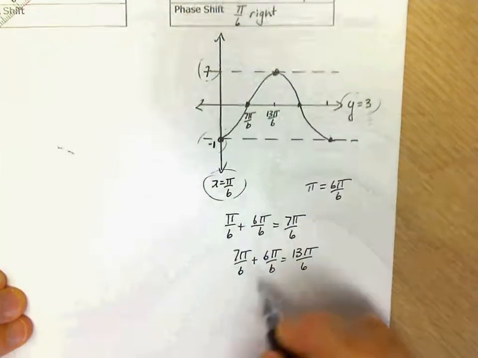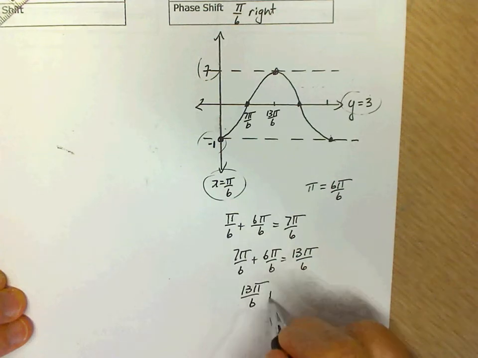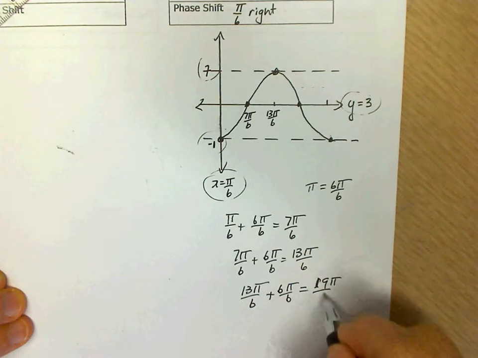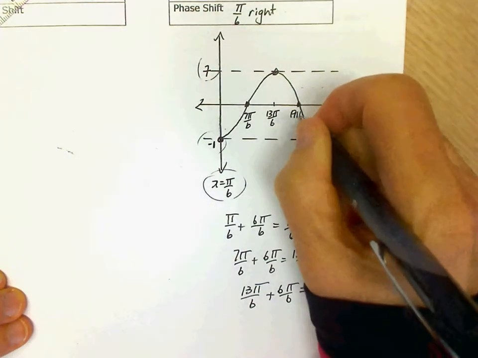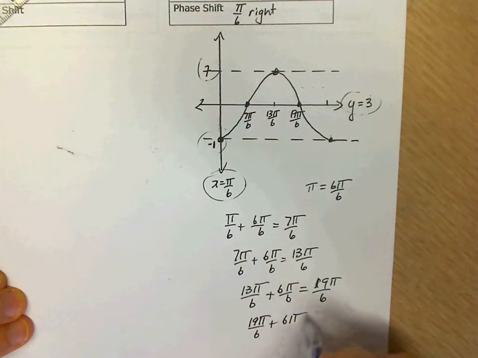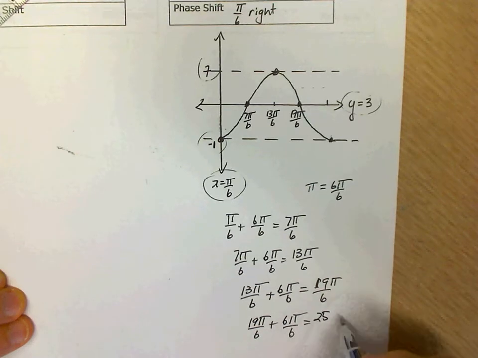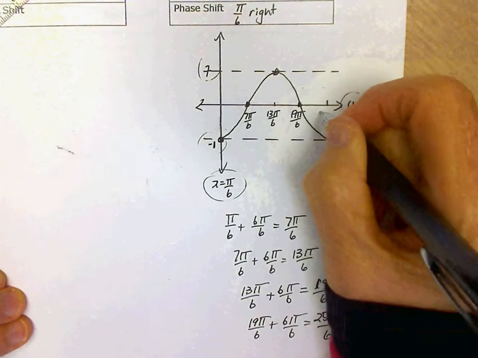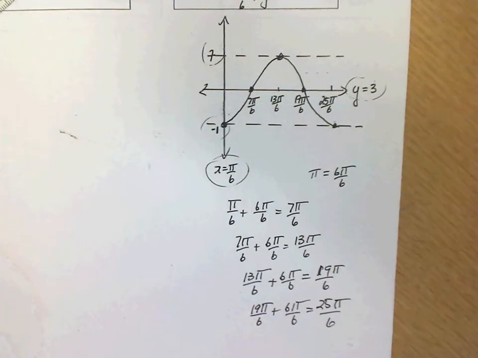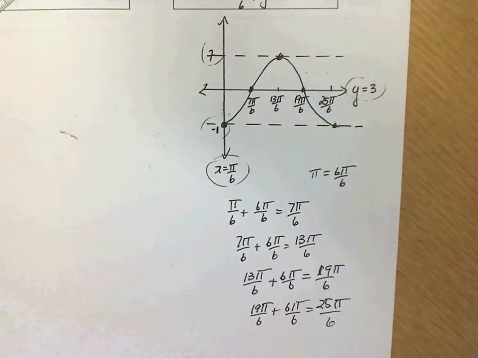13 pi by 6 plus 6 pi by 6 equals 19 pi by 6. 19 pi by 6 plus 6 pi by 6 equals 25 pi by 6. So this is 25 pi by 6. And I think that's everything for that one. Good?